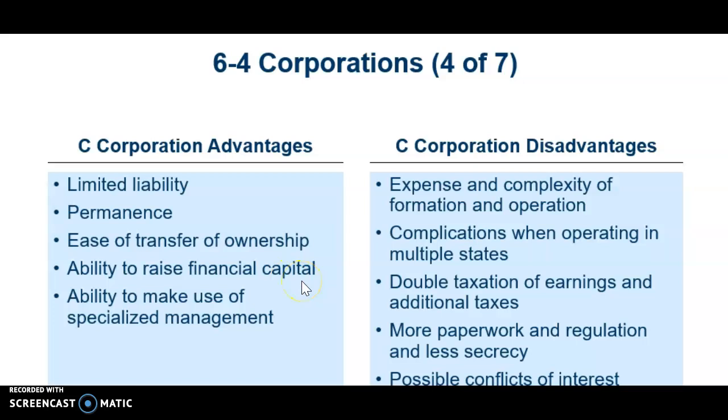Ability to raise financial capital. If corporations need financial capital, they can issue shares, or they can sell formal IOUs called corporate bonds to raise money. The ability to make use of specialized management. Corporations usually attract skilled employees because they can afford to pay these employees the right salaries.